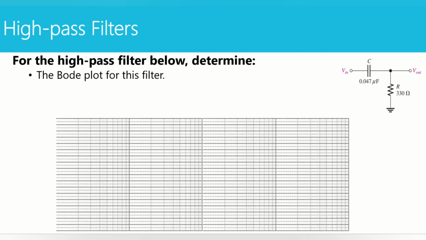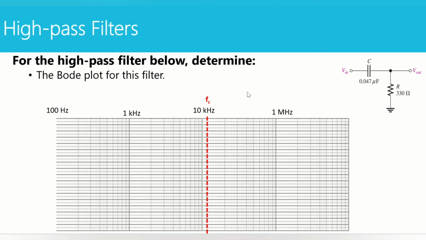Next, I'm going to do the Bode plot for this filter. I'll start with the labels across the top. Again, you're going to pick your labels based off of what your critical frequency is, and generally make sure your critical frequency falls somewhere between the second and third box.